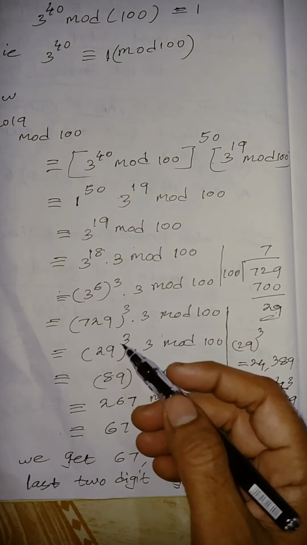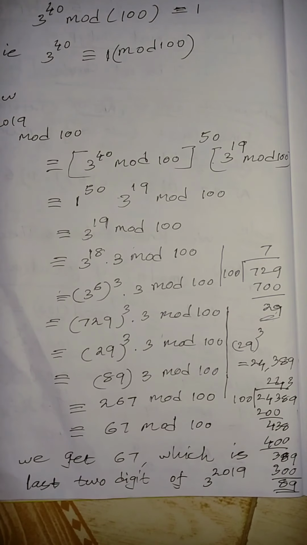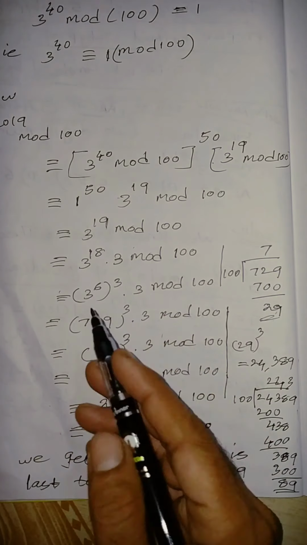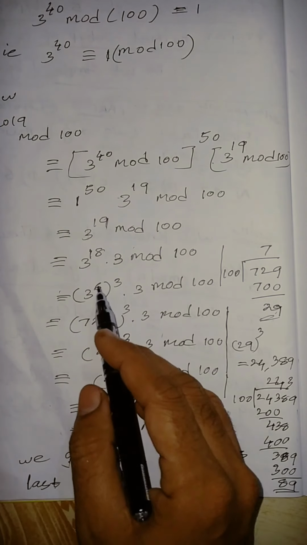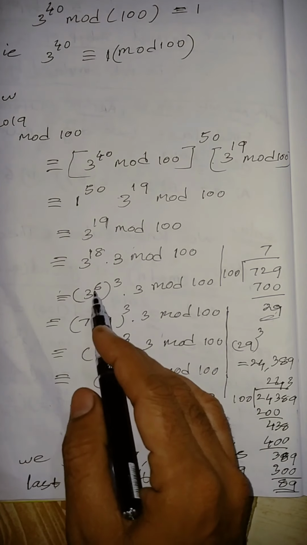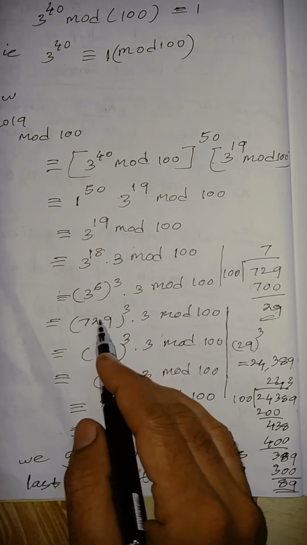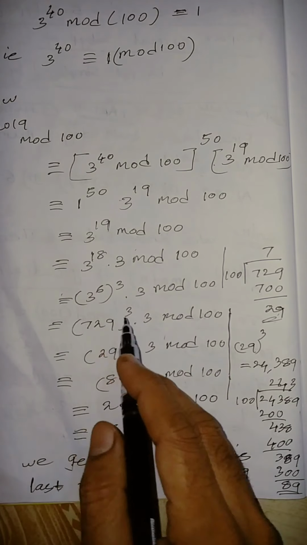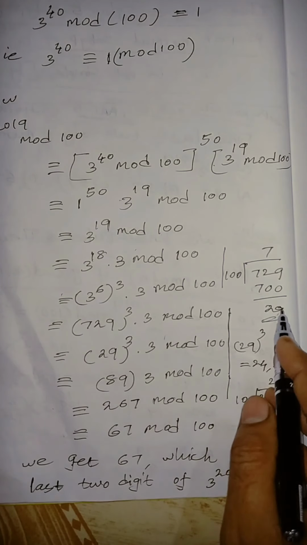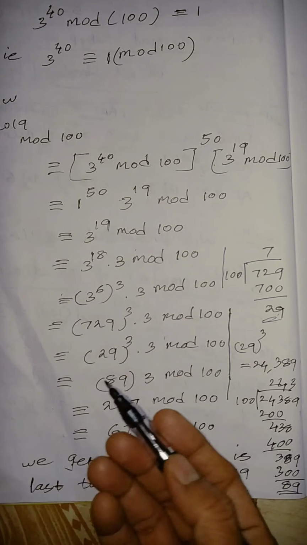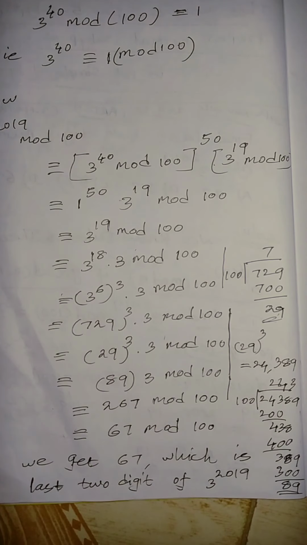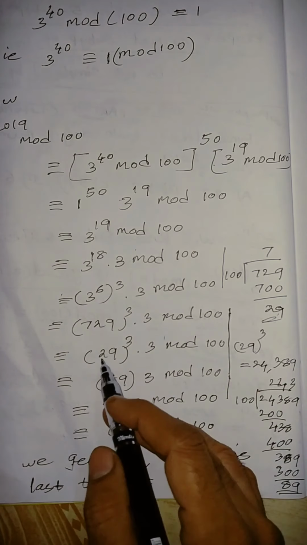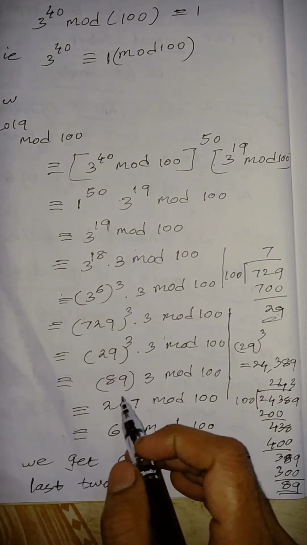We know the Euclidean division algorithm, already we have studied it. So using that, this 3 power 6 value is 729. This value should be less than 100, so we divide 729 by 100. The remainder value we have to write here as the rule. That is Euclidean division. Then we are getting 29 power 3 into 3 mod 100.